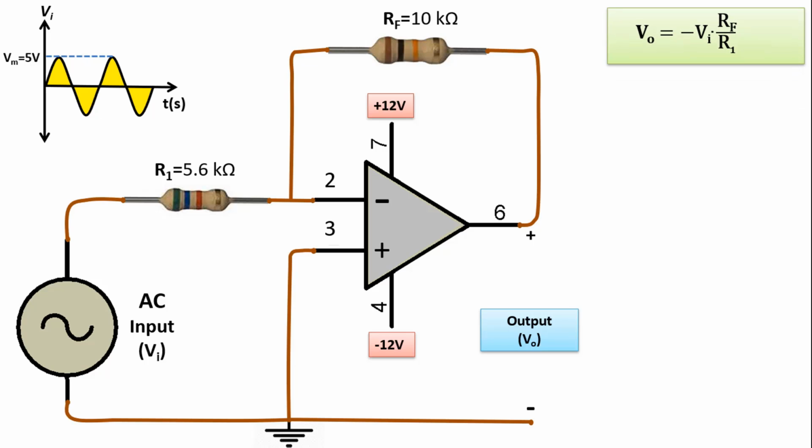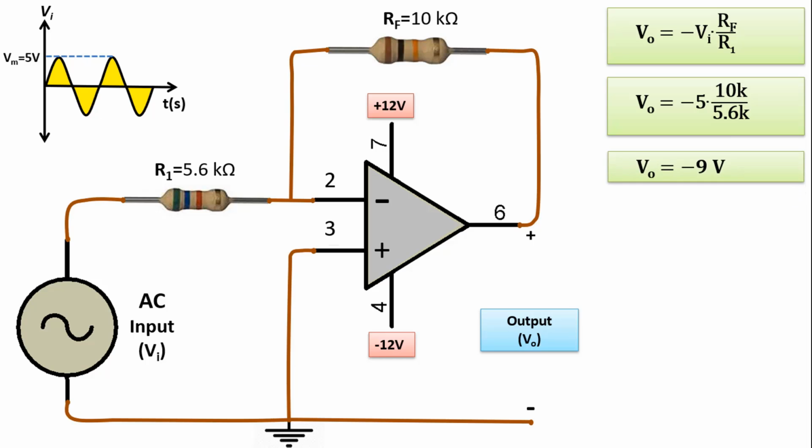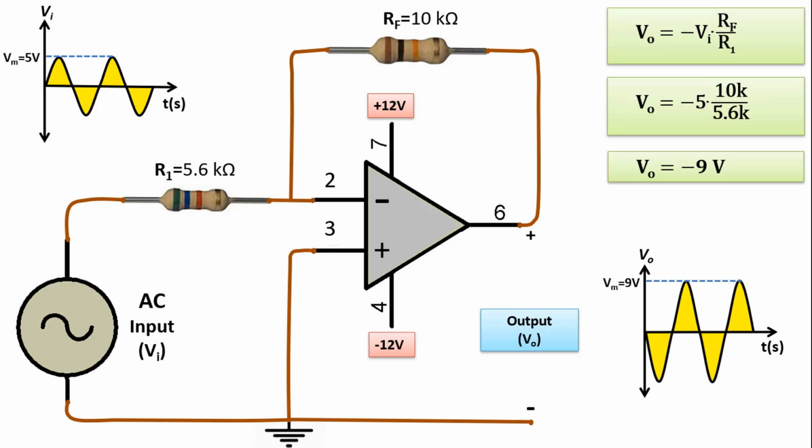Our formula is VO equals negative Vi times RF over R1. If we substitute the values, VO equals negative 5 times 10 kiloohms divided by 5.6 kiloohms. If we do this, we find the output value to be about negative 9 volts. In other words, the AC input with a maximum value of 5 volts sine-shaped AC is amplified to AC with a maximum value of 9 volts at the output.